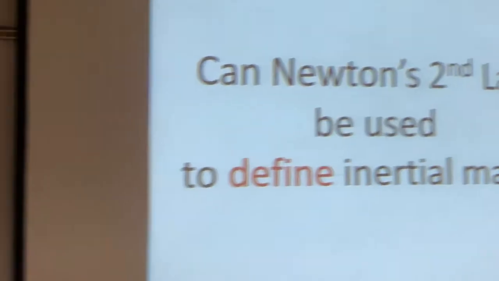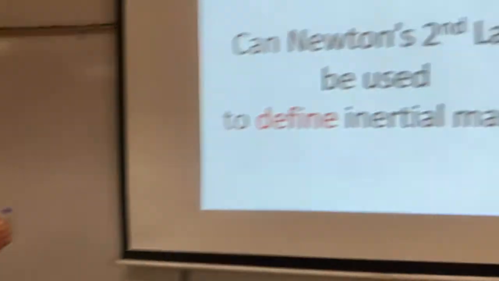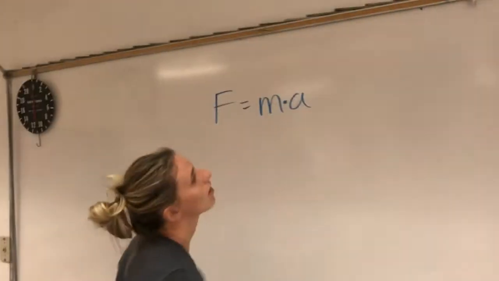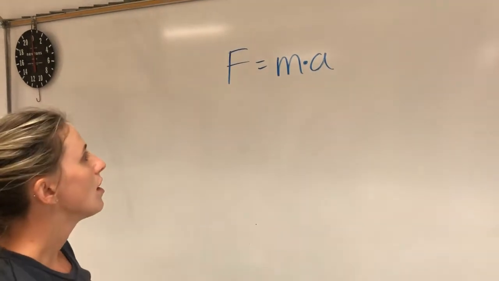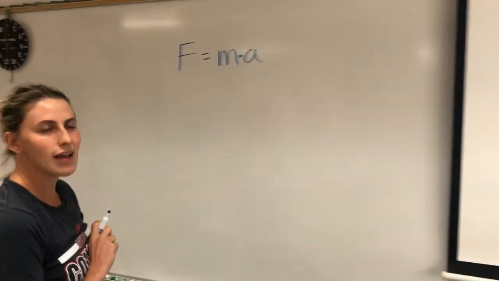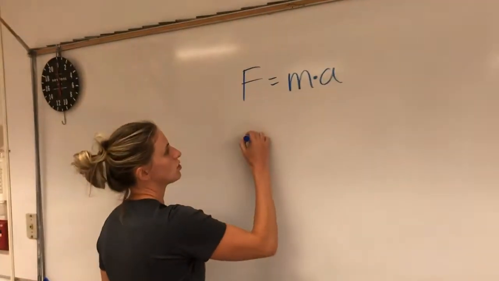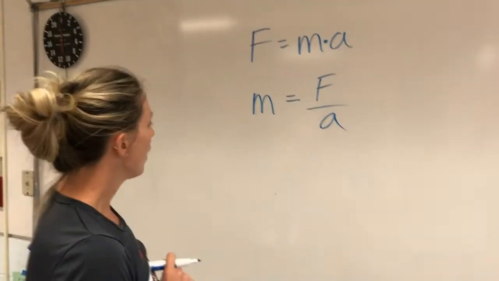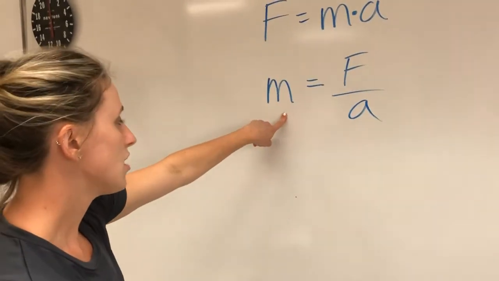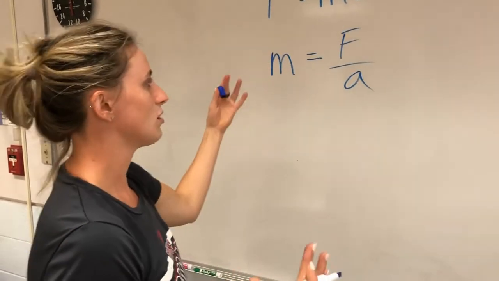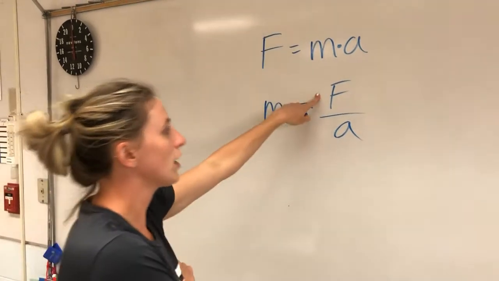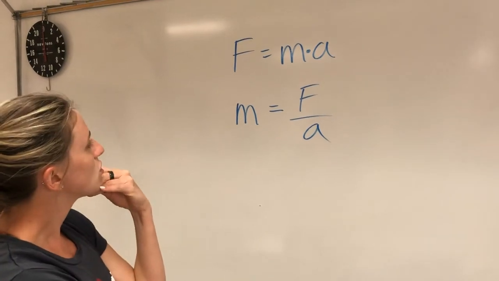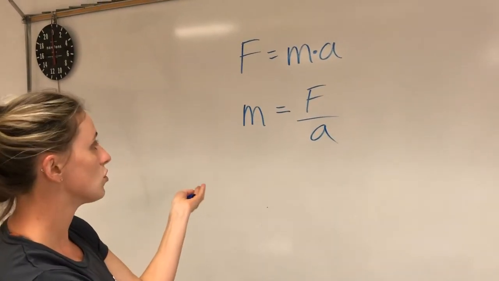Can Newton's second law be used to define inertial mass? Well, here's Newton's second law. Now, inertia, what did that have to do with again? Inertial mass? Mass. Right? If I wanted to solve this for mass, it would look like this. Inertial mass is essentially the amount of force per unit acceleration that we have. So the greater the force, the greater the acceleration. The less the force, the less the acceleration. And so we have a definition of inertial mass.